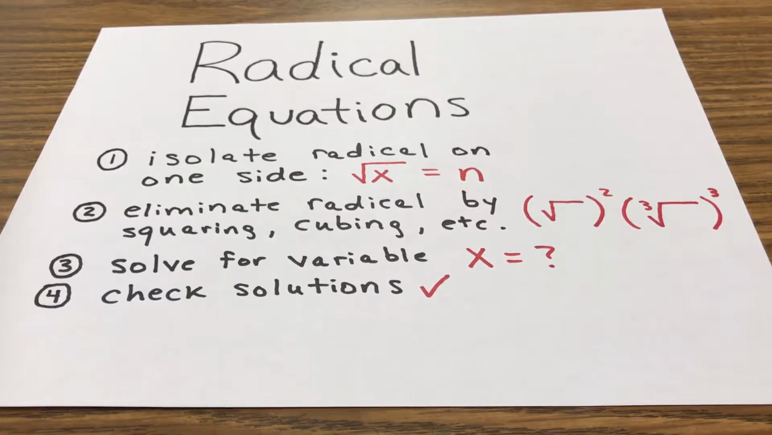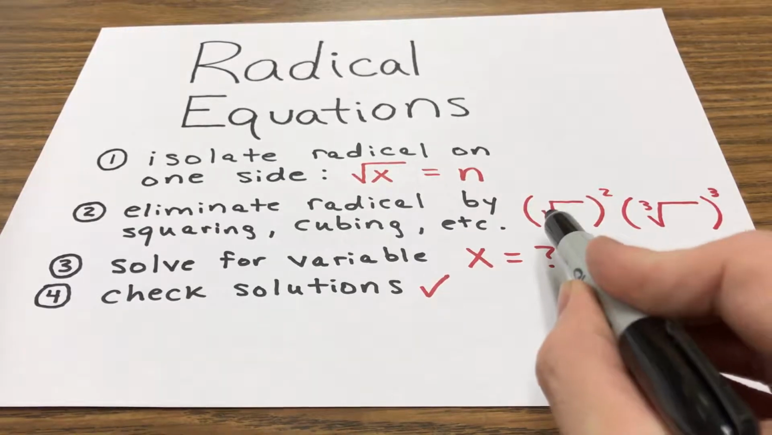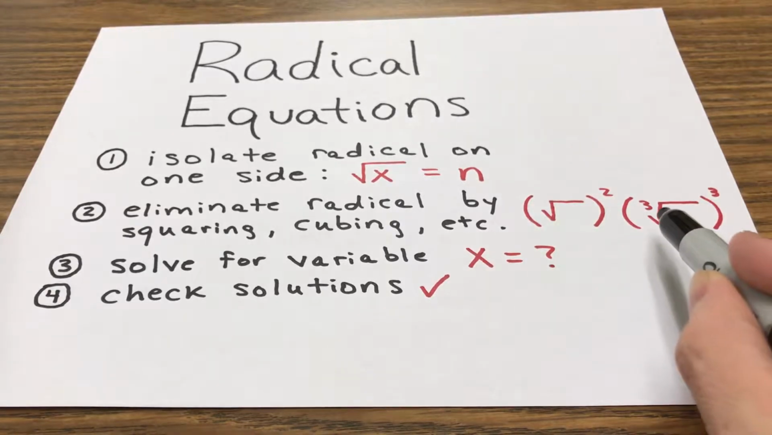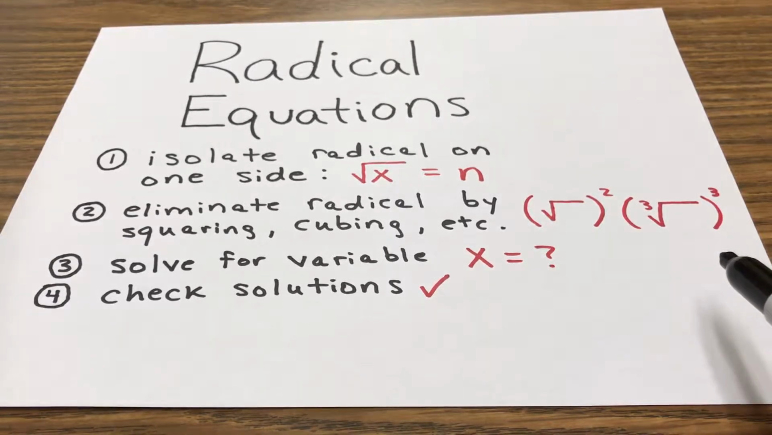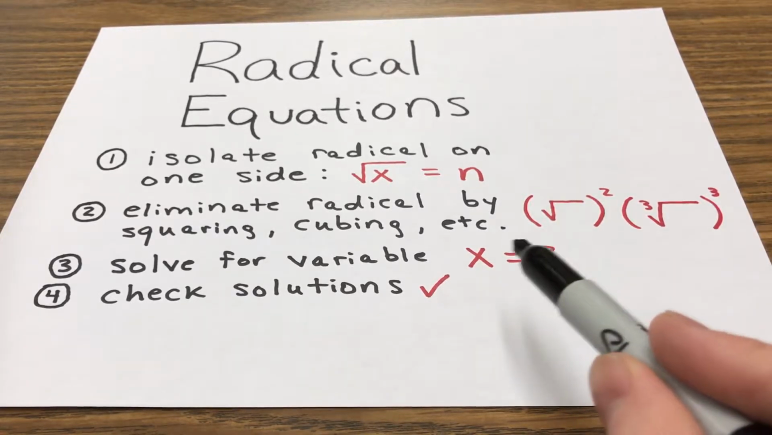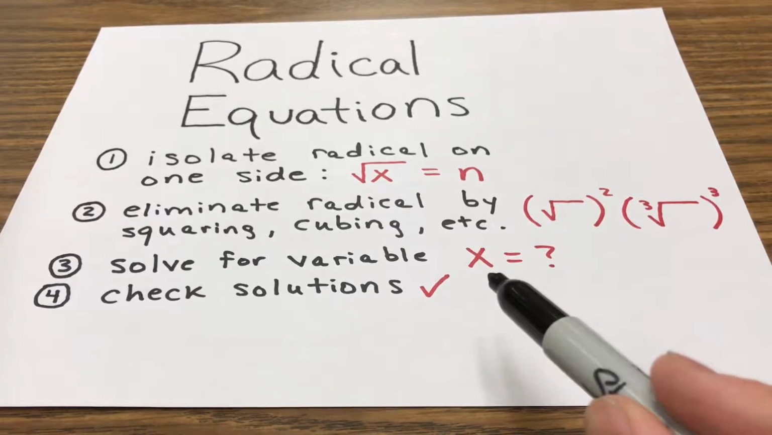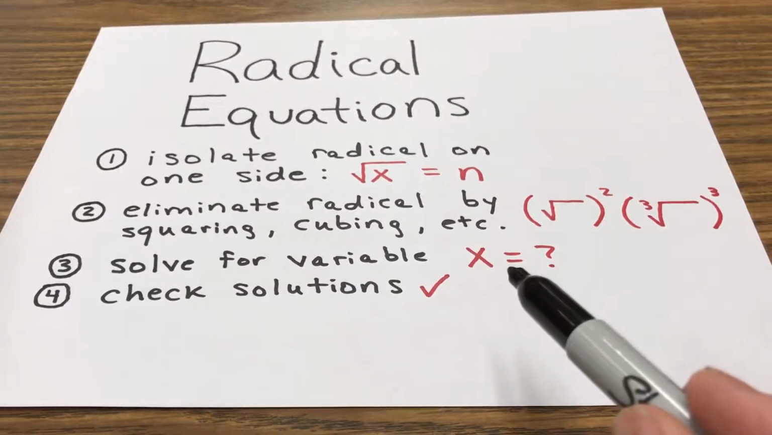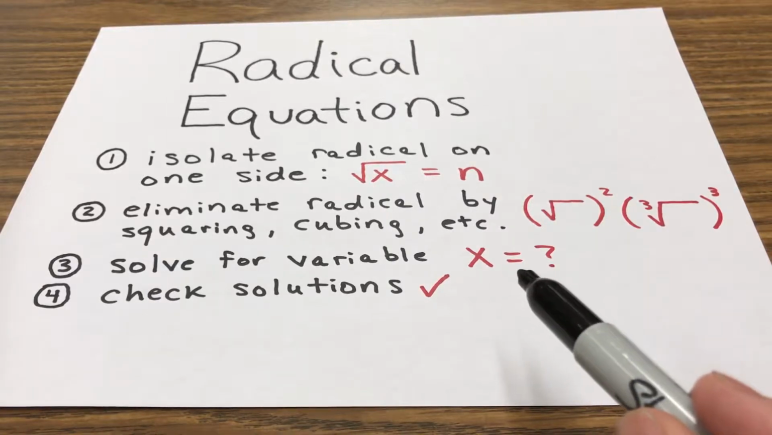Because once it's by itself, you can eliminate it by squaring, cubing, or really raising it to any power that is the same thing as the index. If you look right here, the index of this radical is 2, so I have to square it. The index of this radical is 3. It's a cube root, so I have to cube it to get rid of it. Once that's done, I can finally solve for the variable and check my solutions. It is very important to check all your solutions to these equations because you could get solutions that don't actually work. And in a next video, I'll show you a solution that doesn't work.